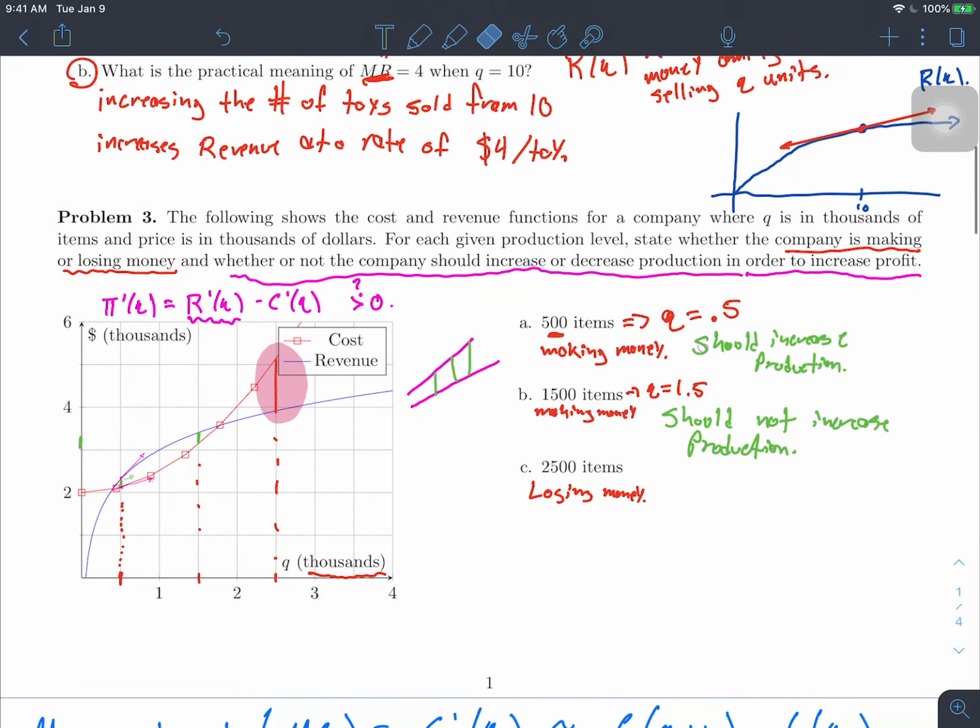Okay. So we should not increase production.